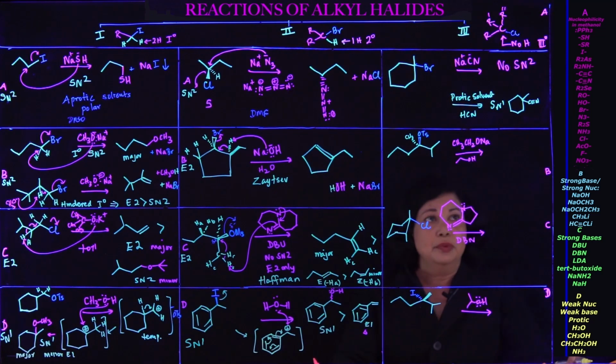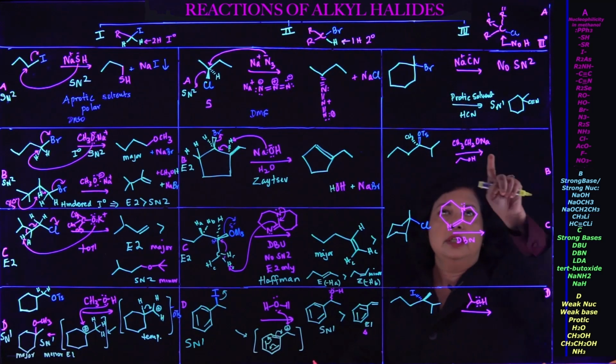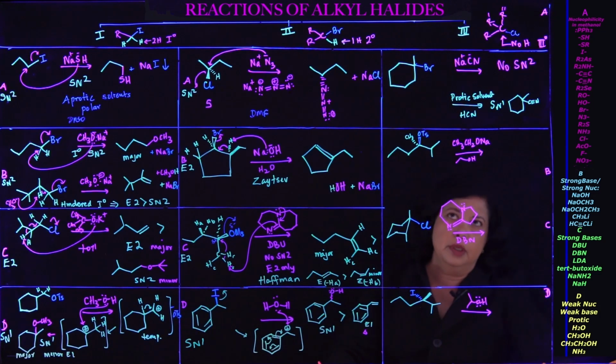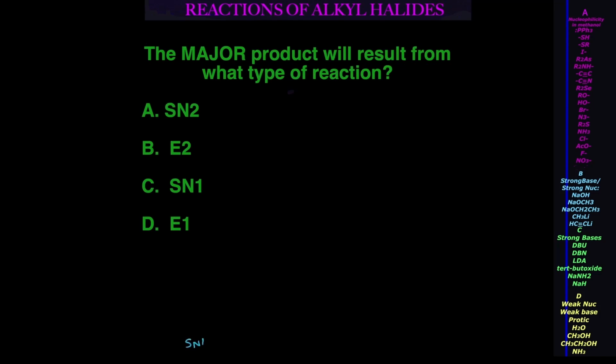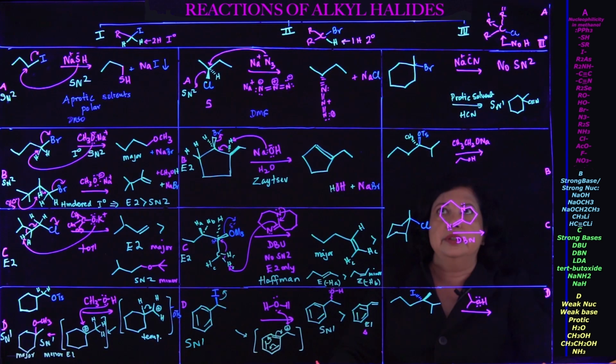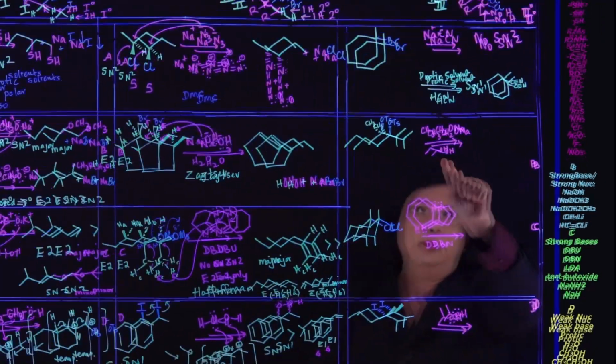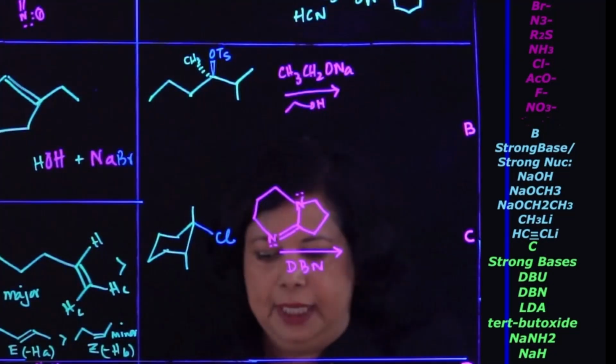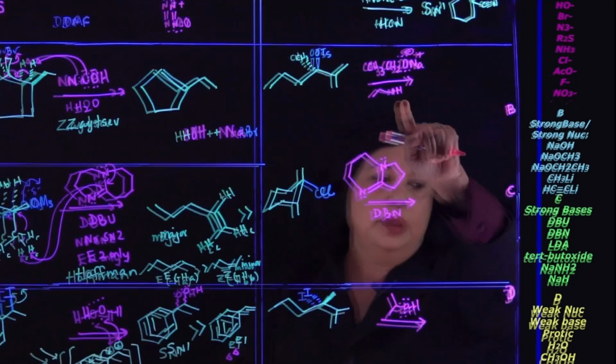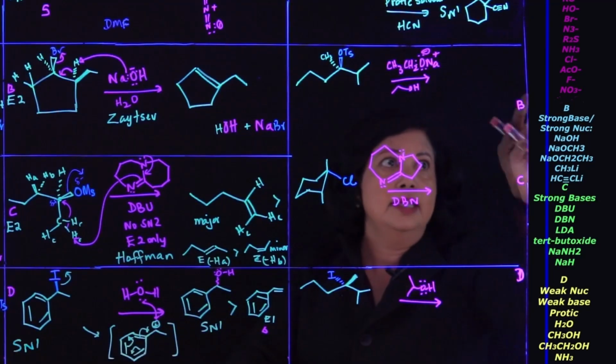All right, let's move on to our strong base, strong nucleophile. Here's an ethoxide. What are we going to do? Are we going to do a backside attack? This is tertiary, no backside. Okay, no backside attack on tertiary. You have a protic solvent and you have a base. Now, does that mean that you can do this and this?